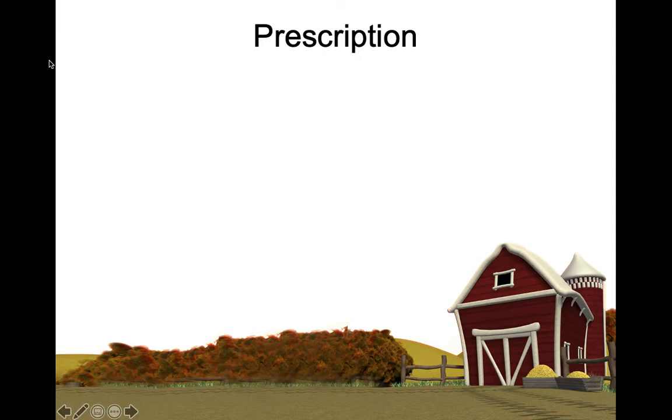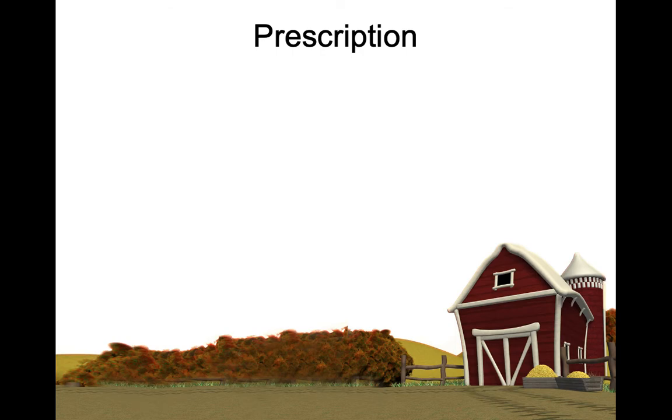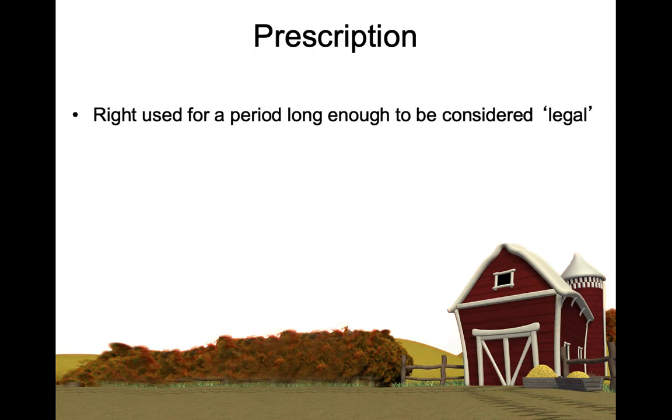So I said I would touch very briefly on that idea that something could become legal and be implied through continuous use. It's a very old-fashioned and archaic mechanism called prescription that you might have heard of, the fact that somebody acquires the ability to have an easement through their long-standing use of land. So prescription is use for a period long enough to be considered legal.